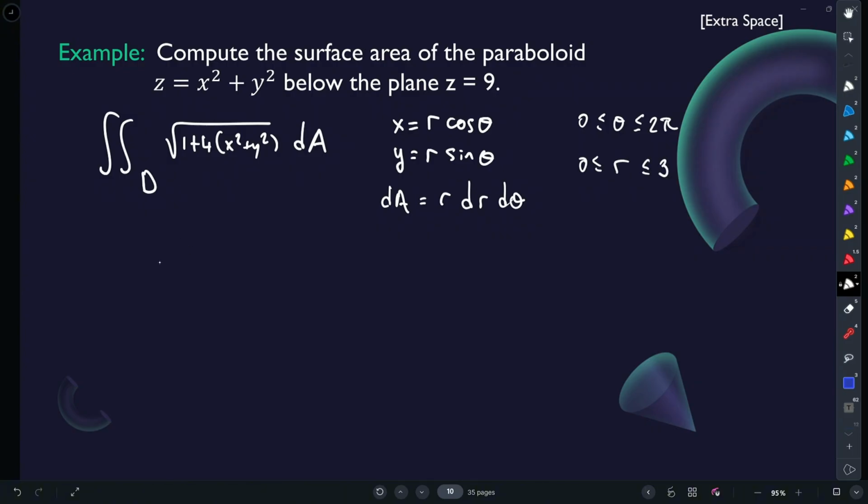So that tells me that this integral simplifies to the integral from 0 to 2 pi, integral from 0 to 3, of the square root of 1 plus 4 times r squared, since x squared plus y squared is r squared, times r, dr d theta. And that r saves me here because that r is almost the derivative of the inside, so I'm going to be able to do u substitution to do this integral. Any questions on setting up this integral? Yes.